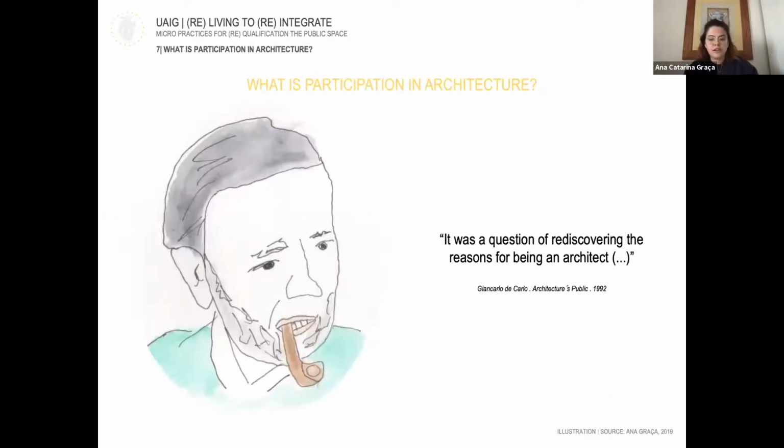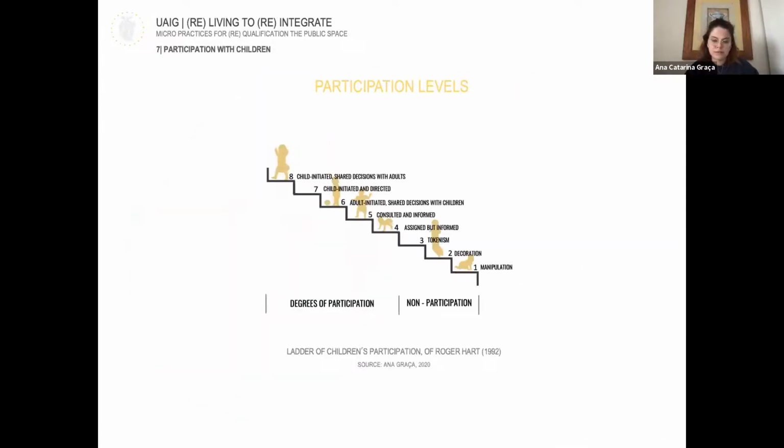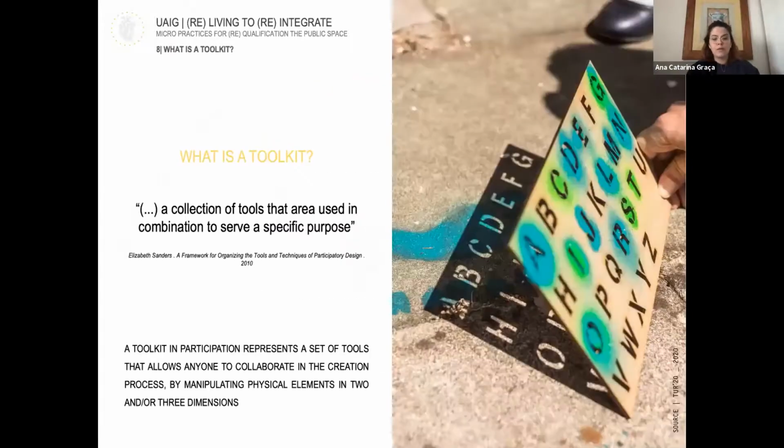In the 70s, Giancarlo De Carlo defended an architecture against rooted conservative methods. What was looked for in participatory architecture was an approach that involves the future users of the project, taking into account their needs and desires. In this process, the focus is on children as main actors, looking at the different levels of participation in the project. Later, I will conceptualize what a toolkit is.